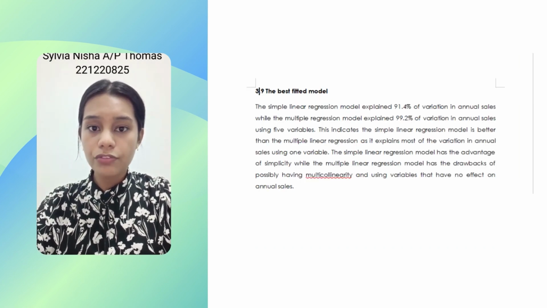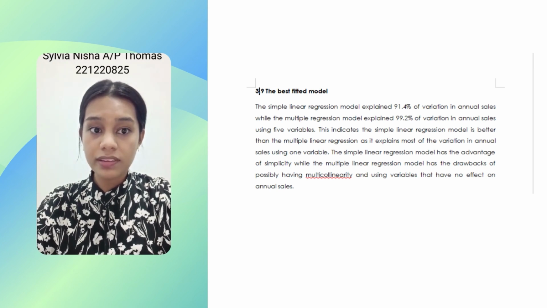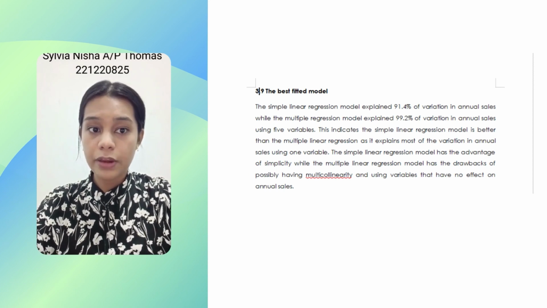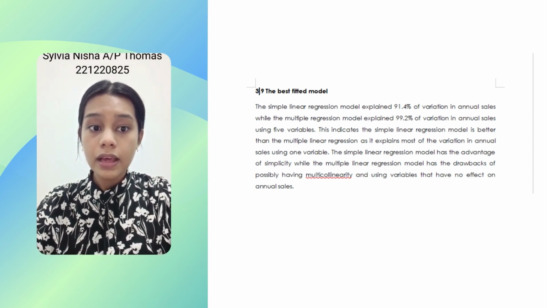3.9 The best model fitted. The simple linear regression model explains 91.4% of variation in annual sales, while the multiple regression model explains 92.2% of variation in annual sales using 5 variables. This indicates the simple linear regression model is better than the multiple linear regression as it explains most of the variation in annual sales using 1 variable.